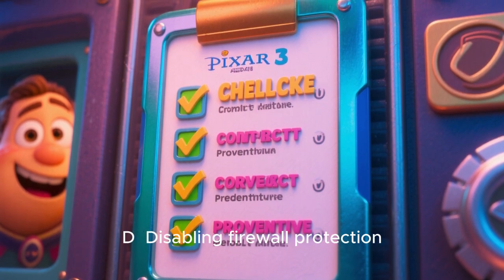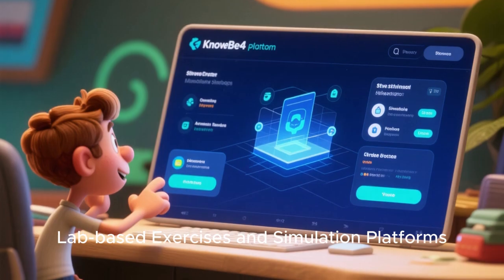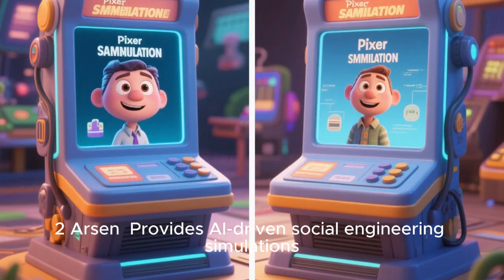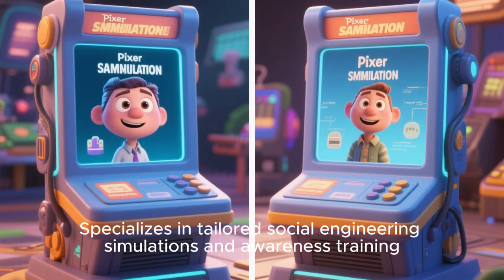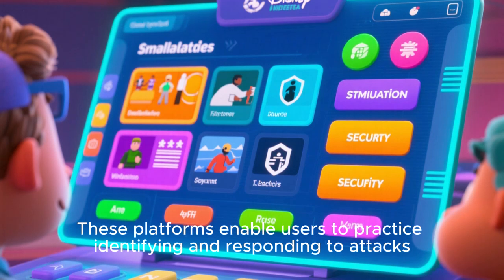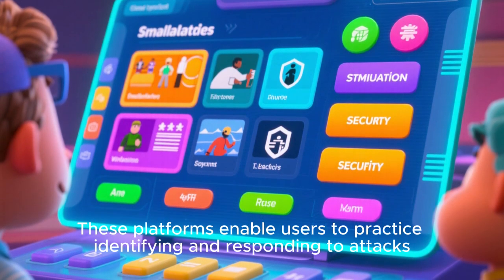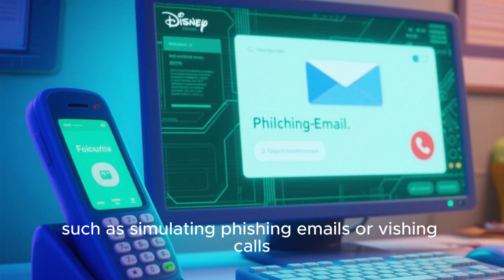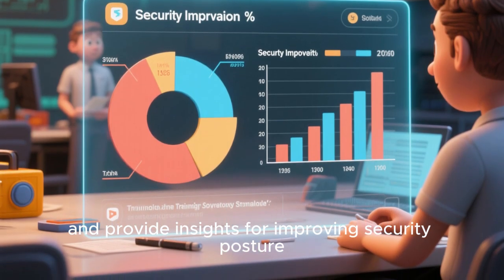Using weak passwords. Sharing personal information on social media. Lab-based exercises and simulation platforms. Arson provides AI-driven social engineering simulations. These platforms enable users to practice identifying and responding to attacks, such as simulating phishing emails or vishing calls, and provide insights for improving security posture.